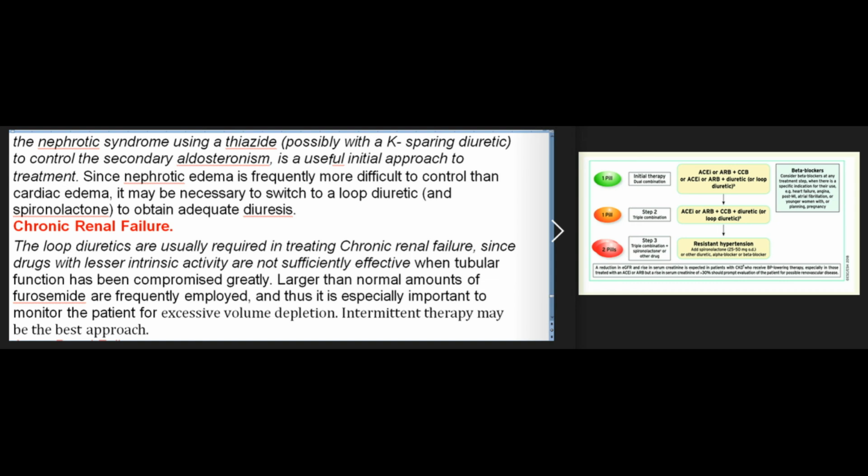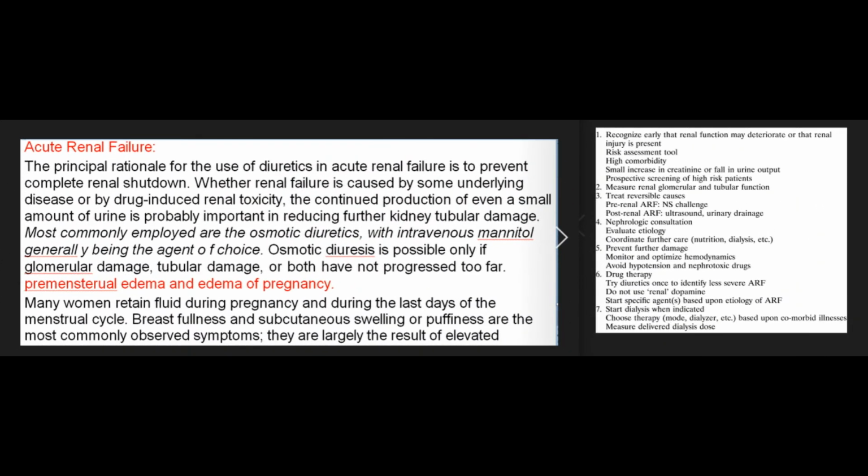Chronic renal failure. The loop diuretics are usually required in treating chronic renal failure, since drugs with lesser intrinsic activity are not sufficiently effective when tubular function has been compromised greatly. Larger than normal amounts of furosemide are frequently employed, and thus it is especially important to monitor the patient for excessive volume depletion. Intermittent therapy may be the best approach. Acute renal failure. The principal rationale for the use of diuretics in acute renal failure is to prevent complete renal shutdown.